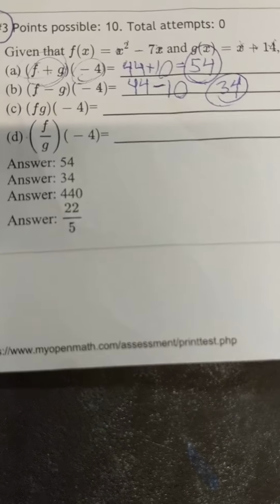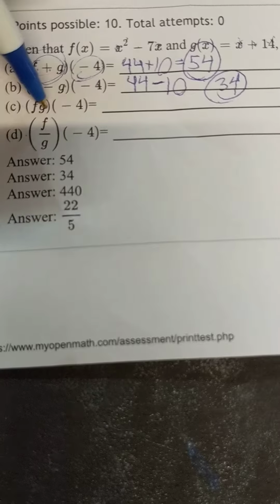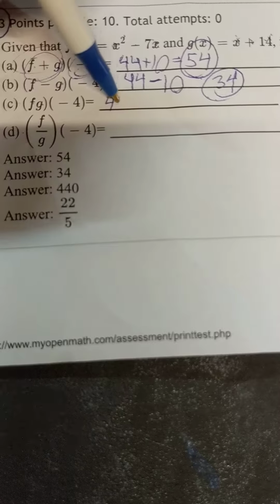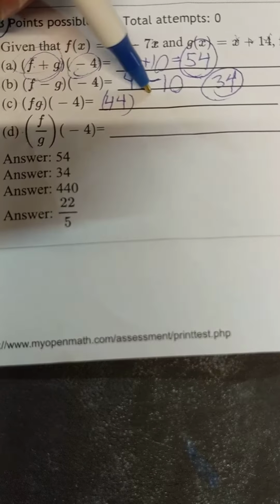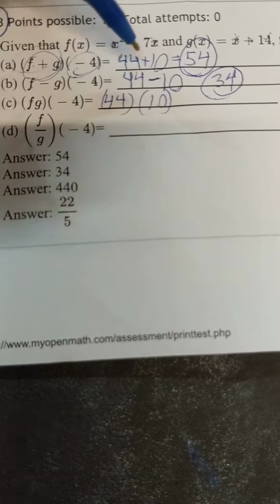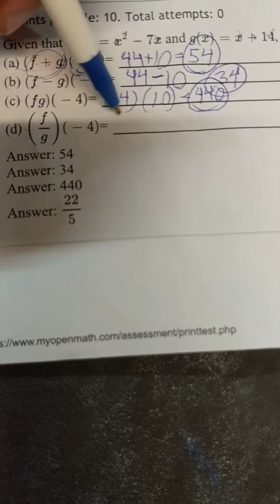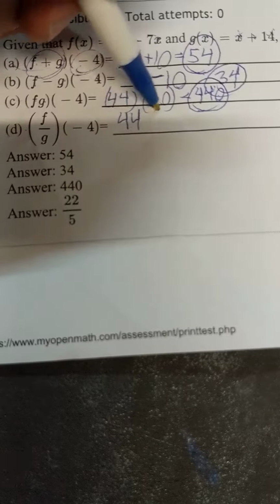Let's see what else. If we go f times g of negative 4, that means the same thing, we'll just times them. And so f of negative 4 was 44, g of negative 4 was 10, and now we're timesing them, so it's just 44 times 10, or 440. Looking good. And finally there's dividing at this point, and that handles the same way, so I would say 44 divided by 10, or 44 over 10. That doesn't divide very well, so feel free to just leave it and reduce it. Maybe that reduces to 22 over 5, simplified. Looking good there. Let's see, anything else?